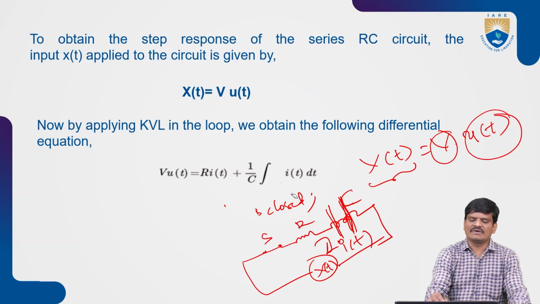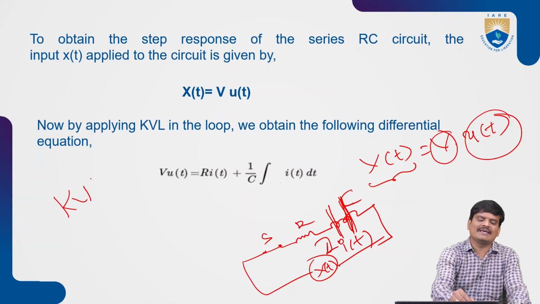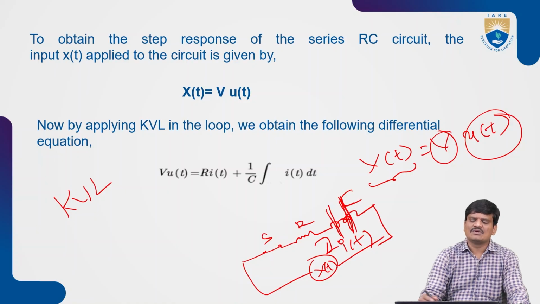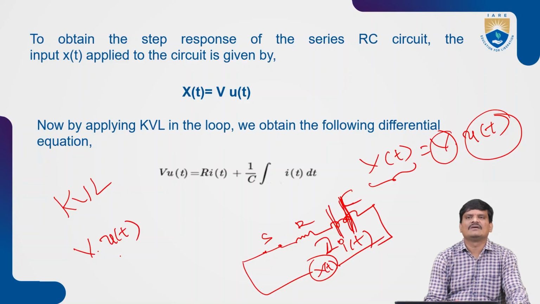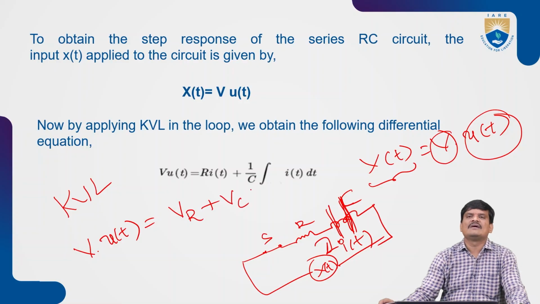So after closing the switch, I can calculate the value of the current. In order to calculate the current or voltage present in a circuit, I am using the basic law called KVL. What is KVL? Kirchhoff voltage law. According to Kirchhoff voltage law, the algebraic sum of voltages in a closed path should be equal to 0, or else the voltage supplied should be equal to the voltage drop across each passive element connected in a circuit. So what is the expression here? V into U of t, the voltage supplied to the circuit, equals the voltage across each passive element, that is VR plus VC.